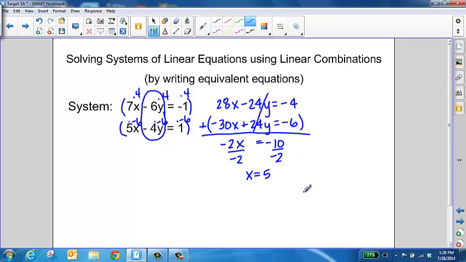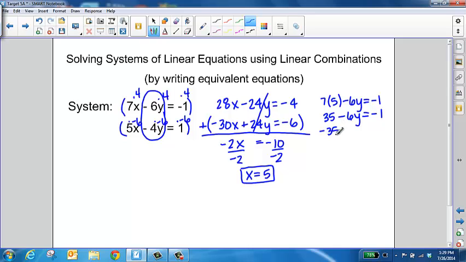Now we have to go back through and find the y value. And again, you can do that by substituting in this x equals 5 into any of the equations. So I'm going to use the top equation again, the original one. So we're going to substitute in 5 for x, which is going to give us 7 times 5 minus 6y equals -1. So we'll get 35 minus 6y equals -1.